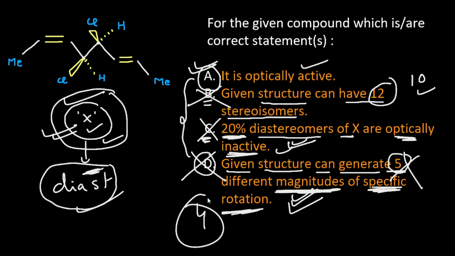So altogether, having gone through the four options, at the end of the day you found that just the first option is correct, that it is optically active, and none other than the first is correct about either the structure of X or the configuration of X.